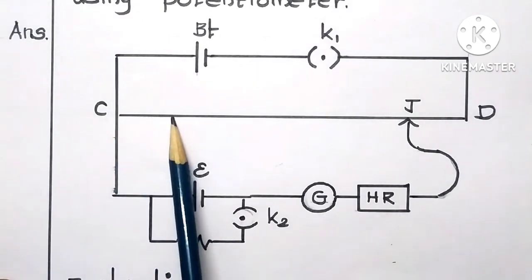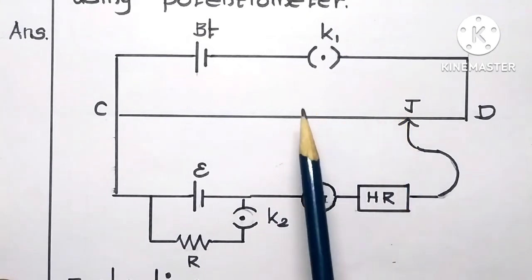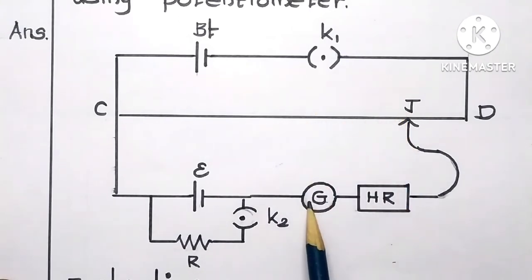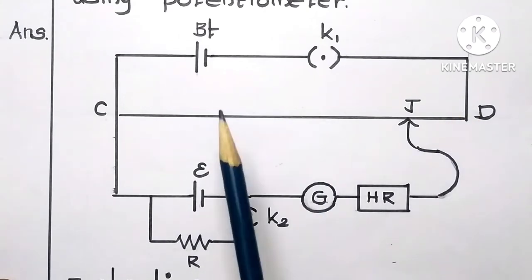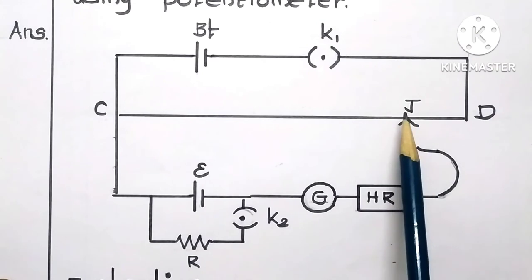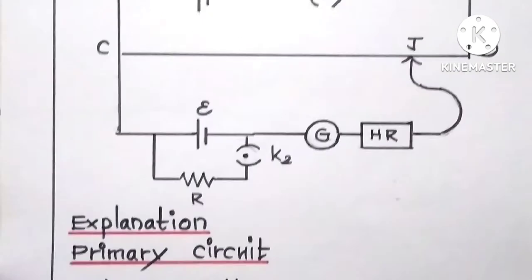By continuing to touch this wire, we can find the balancing length. The point where the galvanometer shows zero deflection is known as the balancing length. For finding the balancing length only, we use this jockey. Now let us see the explanation.